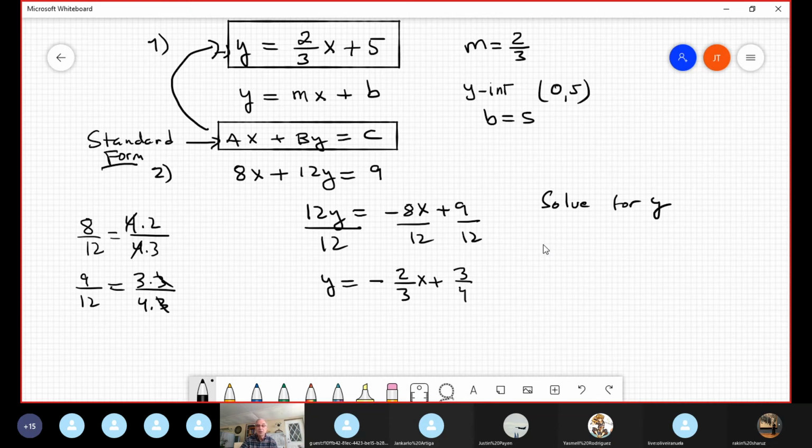Okay, so what is the conclusion? The conclusion is the slope is negative 2/3, which is the coefficient in front of the x, and b, which is the y-intercept, is 3 over 4 positive. Therefore, the point is (0, 3/4).